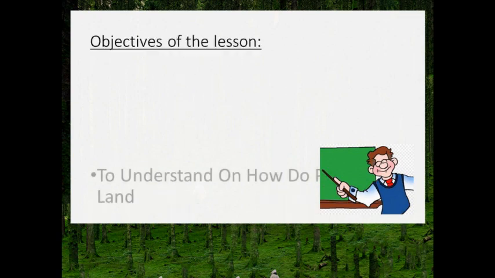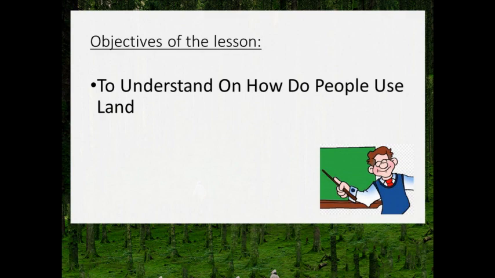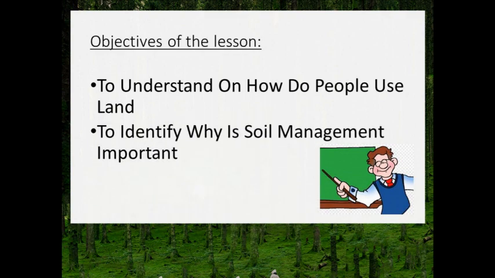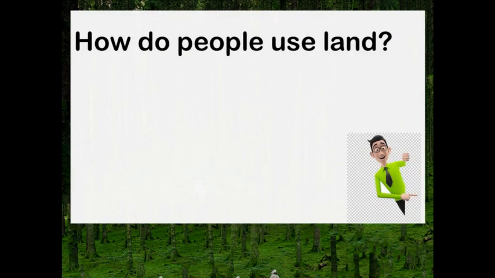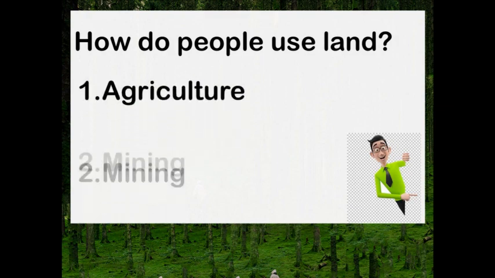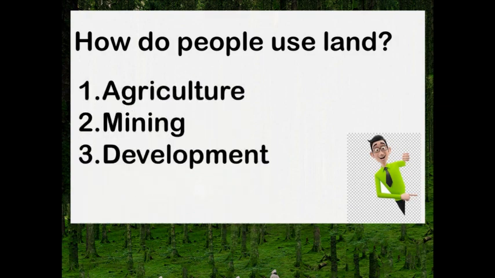The objectives of this lesson: to understand how people use land, and to identify why soil management is important. Less than a quarter of Earth's surface is dry, ice-free land. All people on Earth must share this limited amount of land to produce their food, build shelter, and other resources. And how do people use land? First is agriculture, second is mining, third is development.